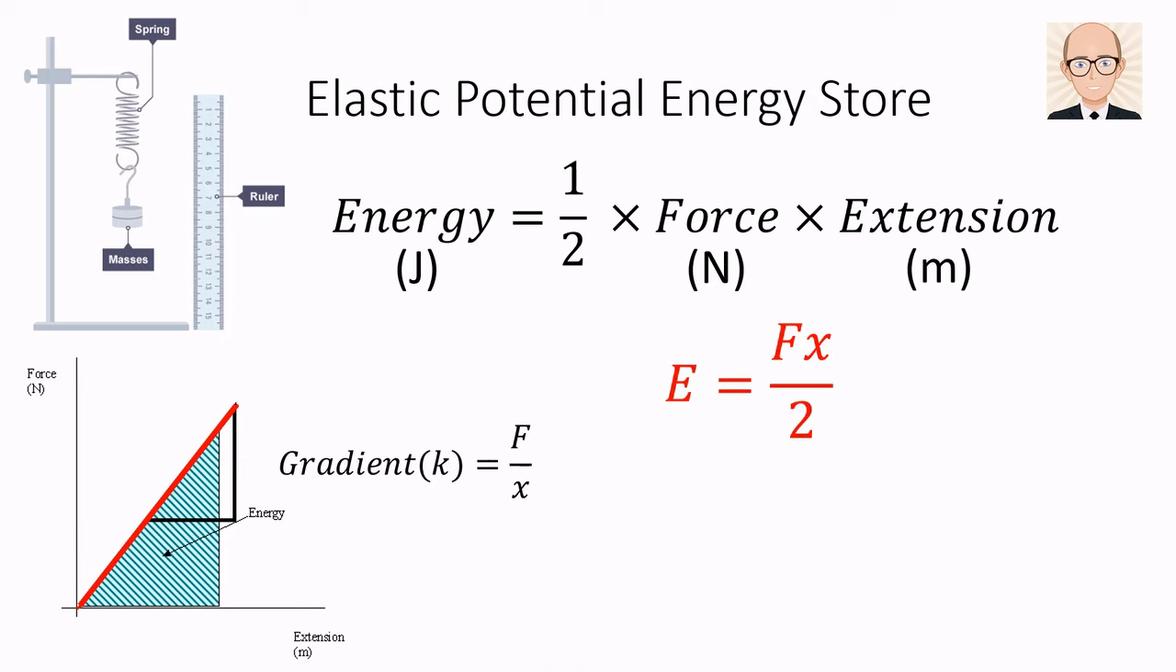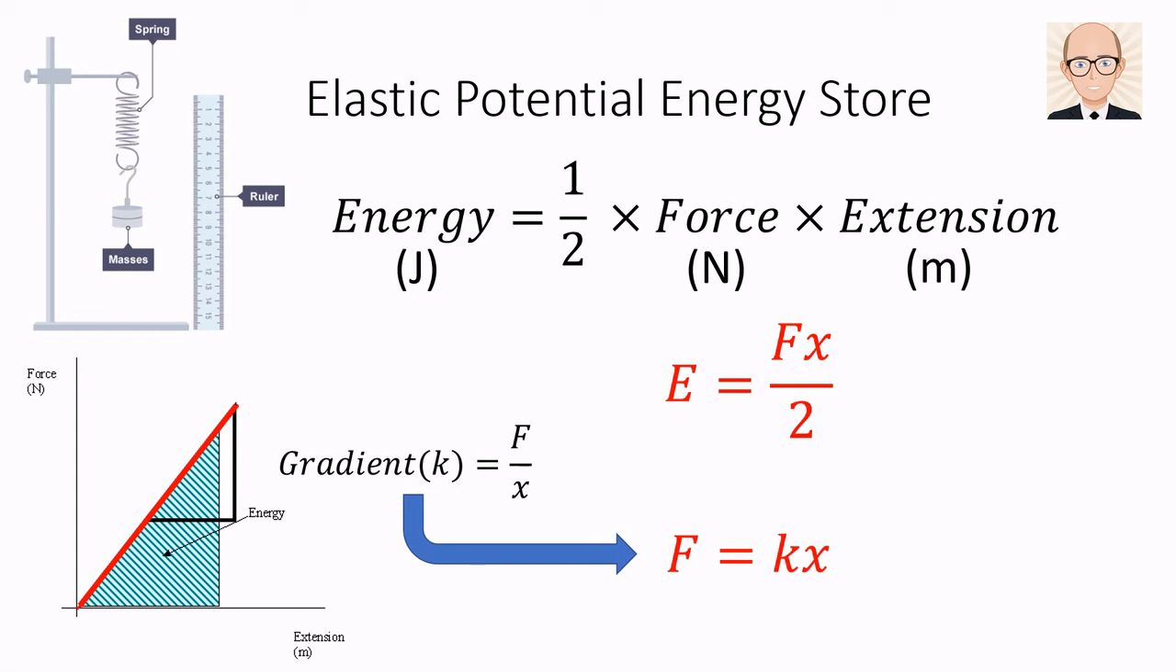A spring with a high spring constant is very stiff. It takes a lot of force to extend it even a little bit. Whereas a low spring constant describes a spring that is easy to extend. Calculating the gradient can be done by simply dividing the force by the extension.